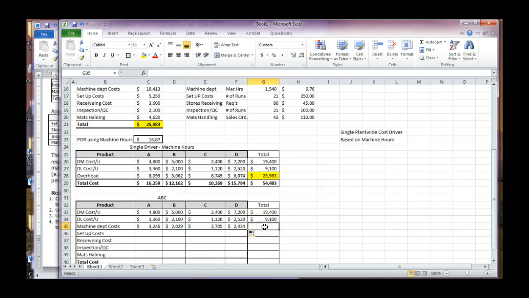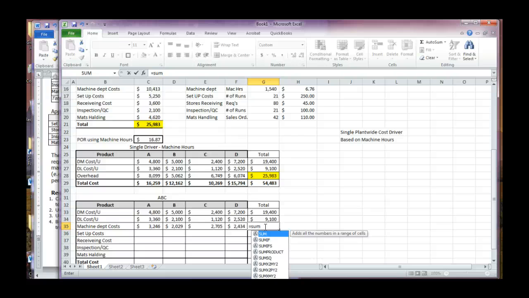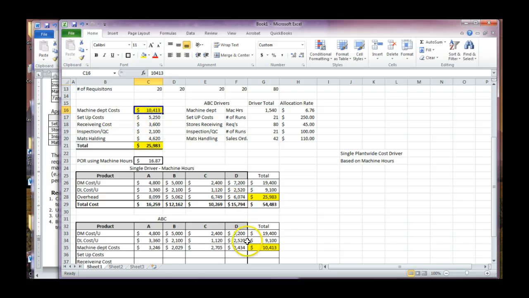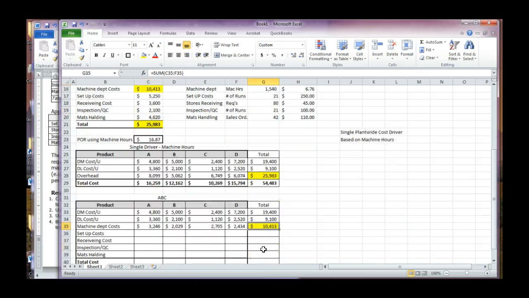And that should get me, if I did this right, my total should equal this total here. Because I'm dividing, or allocating, 10,413 across 4 products, I should have 10,413. So there's really no reason to get these wrong other than you're going too fast or you have no idea what's going on. But because the checks are built into the process, which is a beautiful thing about accounting.